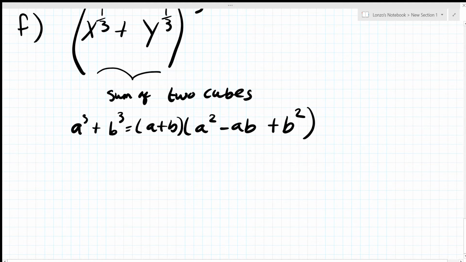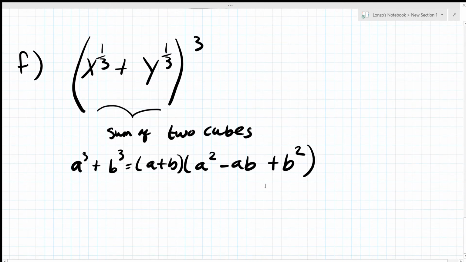Let's see here. We have to figure out which part this looks like, the left or the right. This looks like the left. So let's put it in this form. First, we're going to figure out what our a is. My a is x to the 1/3, and our b is y to the 1/3.